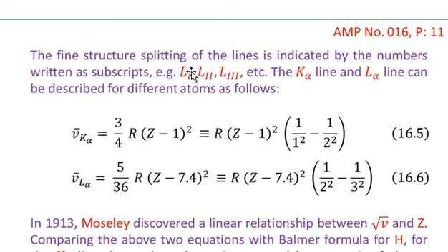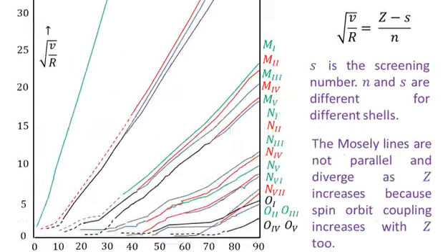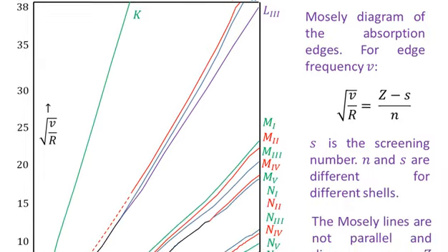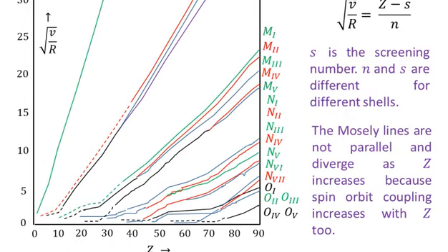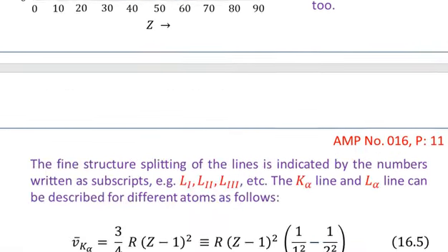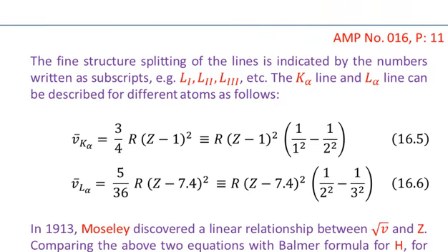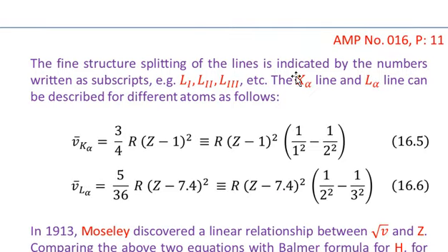The fine structure splitting of the lines. You know that this is the fine structure splitting of the lines because this depends upon the LS coupling, that is the spin orbit coupling, and the spin orbit coupling is also referred to as the fine structure coupling. The fine structure splitting of the lines is indicated by the numbers written as subscripts, for example L1, L2, L3, etc.